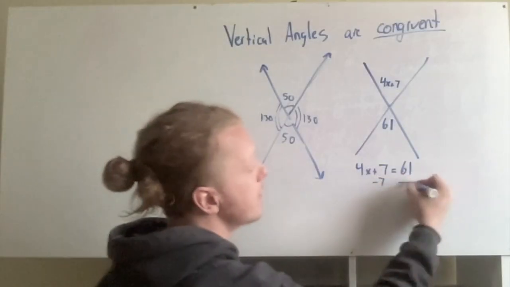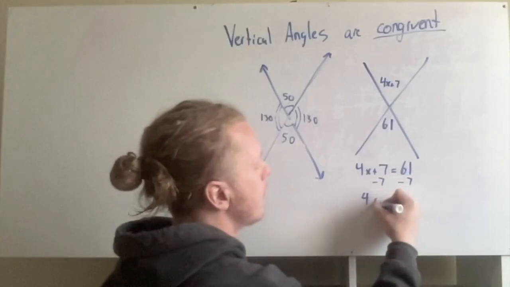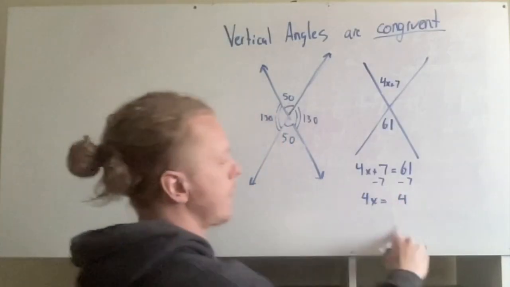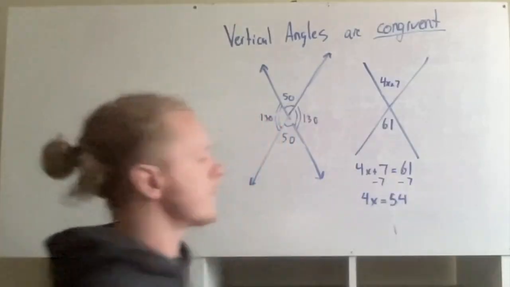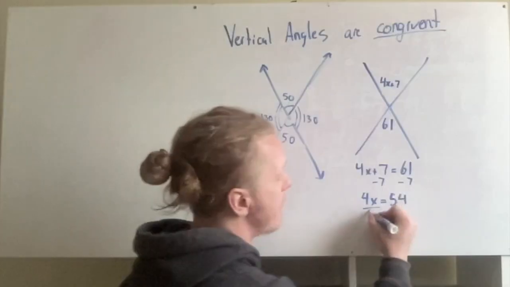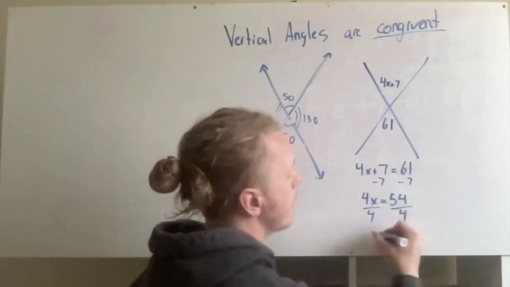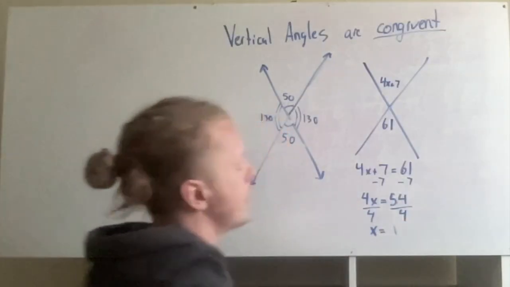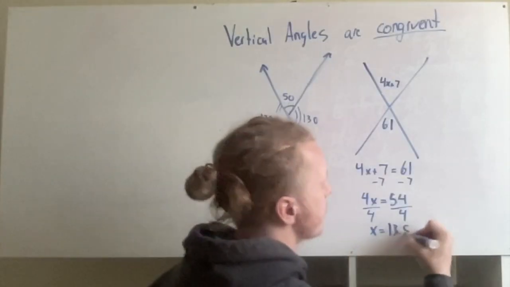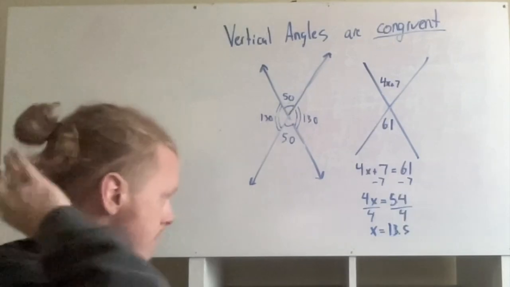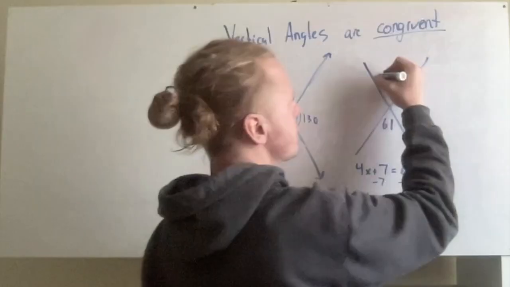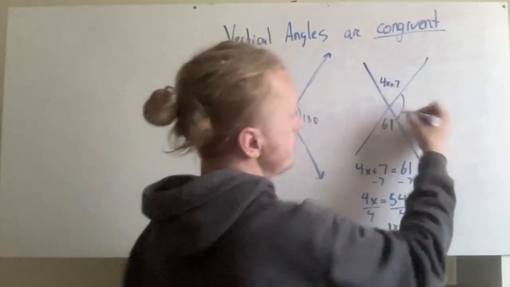Let's take away 7. Okay, 4x is equal to 54, and then we divide by 4. X equals 13.5. So then they might finally ask you, what's the measure of this angle?